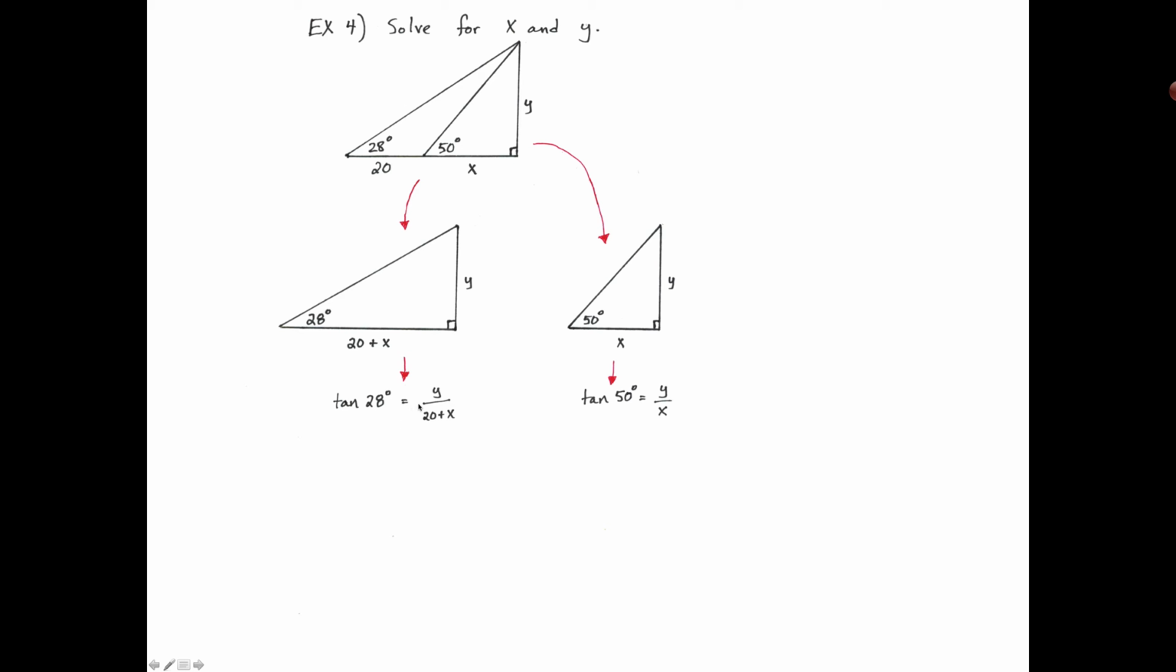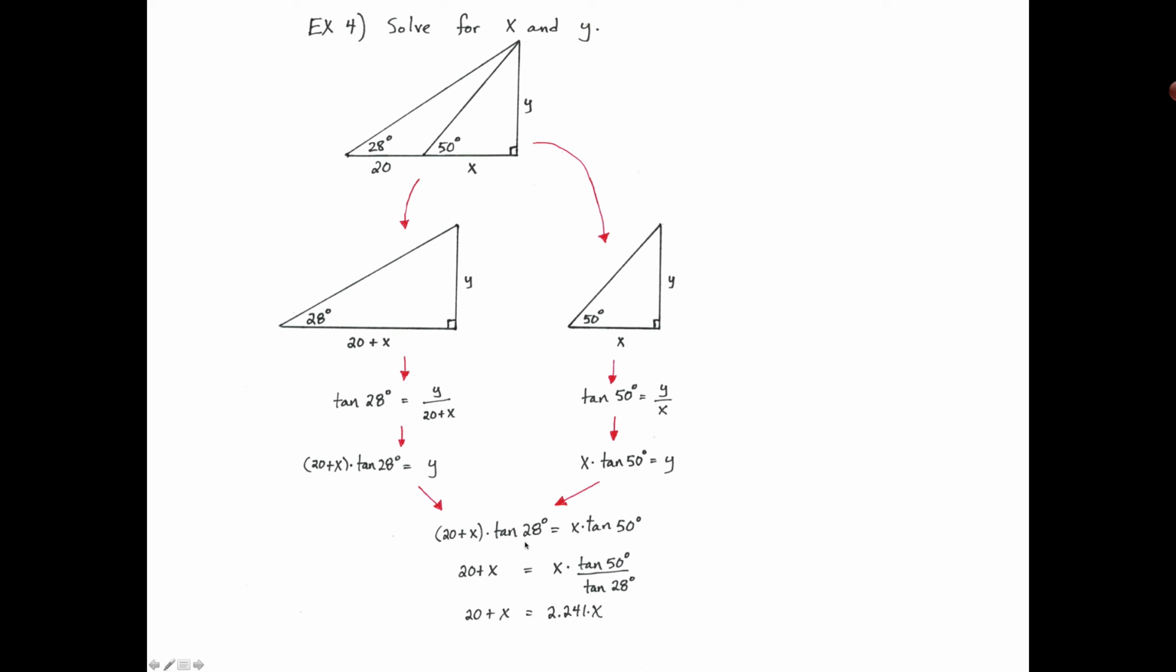So set up the tangent ratio. Notice that this one has y in the numerator and this one has y in the numerator. They're the same. So what you could do is solve for y. So just multiply by x here, multiply by parentheses 20 plus x here. And if they're both equal to y, then they have to equal each other. So you just take this one on the left, put it over here, take this one on the right, put it right there.